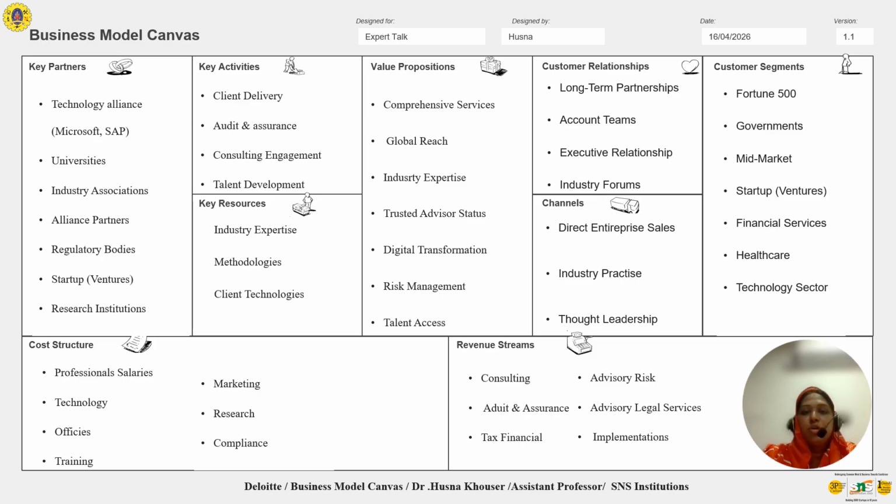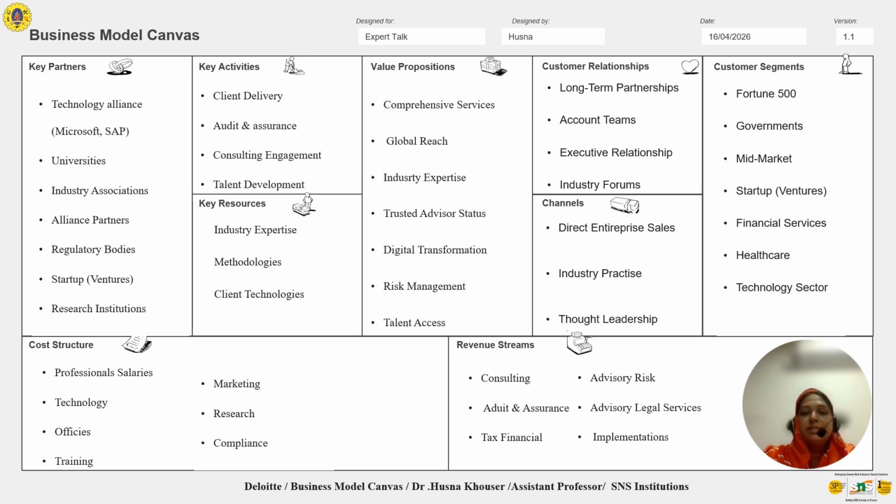Deloitte uses this model not just as a template. They use it as a decision-making and transformation framework. Think about it: if you are building a startup, designing an IoT product, or even planning research-based innovation, then this canvas will be helpful. Who is your customer, what value are you giving, and how do you earn revenue from it.